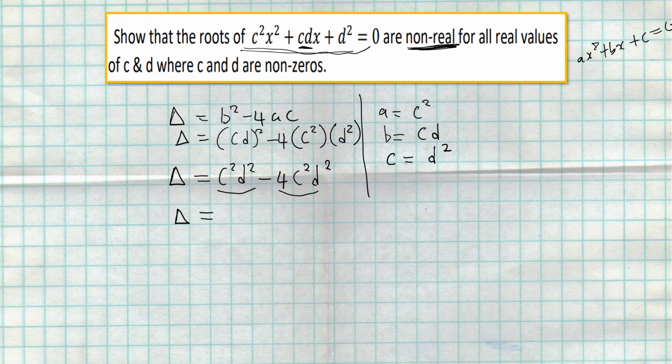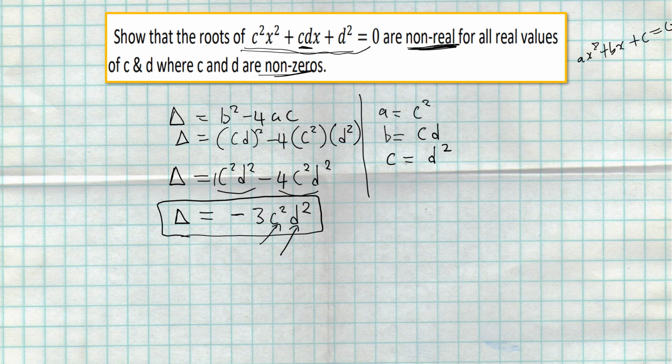So our delta will be equal to what? 1 minus 4 is going to be minus 3c squared d squared. Can you see? We have calculated our delta now. Here it is. But we need to show that this delta is always less than 0. And you can see that indeed this delta is always less than 0 for any real value of d and c that we can substitute there, that is non-zero, because the condition says non-zero, so it's perfect.